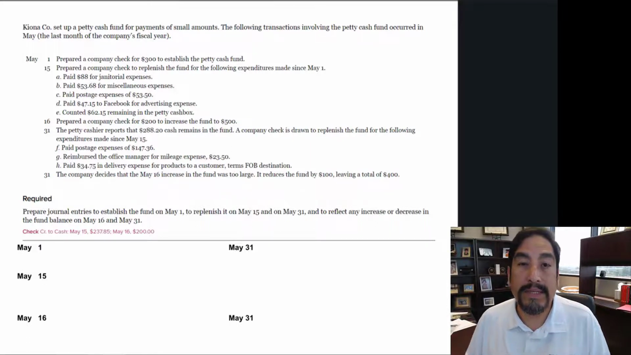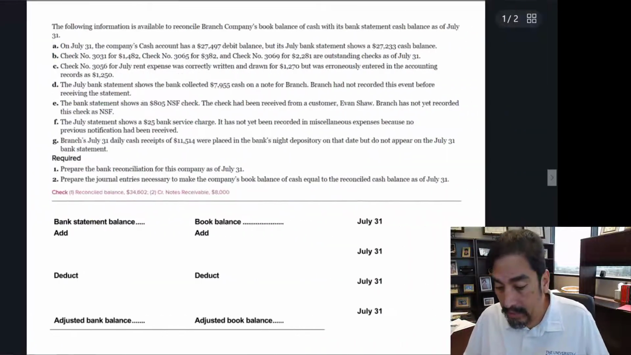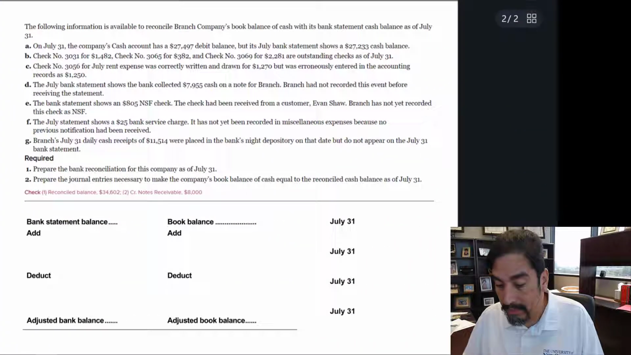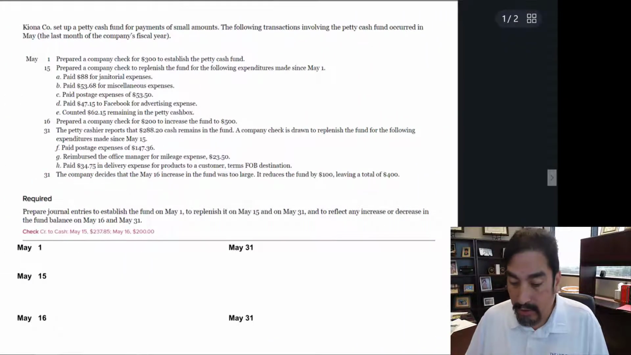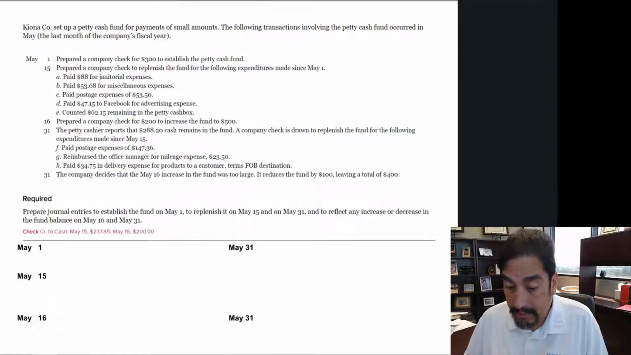This is Chapter 6 in-class problem. We've got two problems, a petty cash problem and a bank rec problem. We'll do the petty cash problem first. We set up a petty cash fund for payments of small amounts. The following transactions involving petty cash fund occurred in May, which is the last month of our fiscal year.